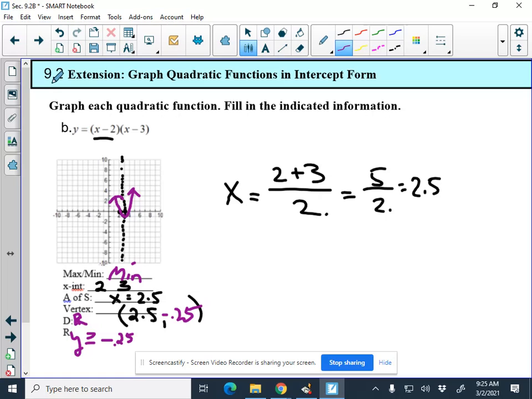Any questions on this one? Starting to make some sense?